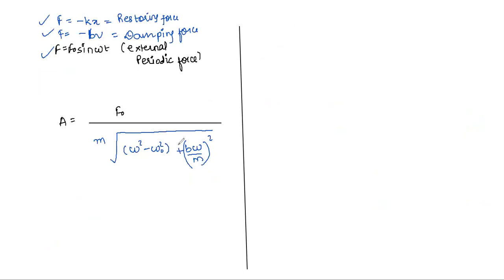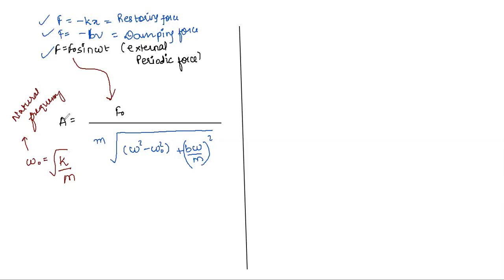Now here, what is omega naught? This F naught is the amplitude of force, I hope you all have seen it, right? Omega naught is called the natural angular frequency, or sometimes just natural frequency. It is given by under root k by m. It's called natural frequency. So class, you all were talking about resonance, etc. Do you remember?